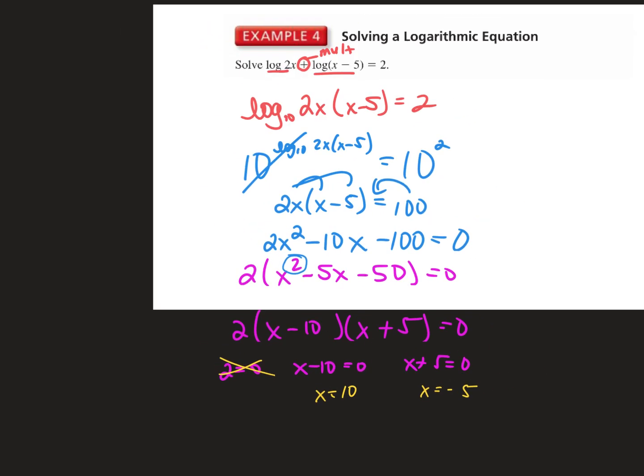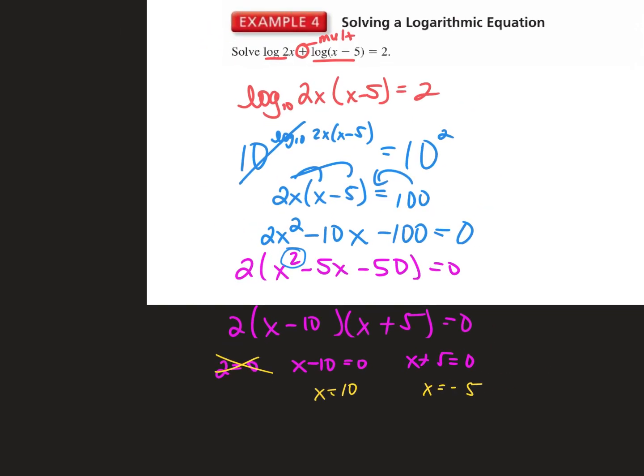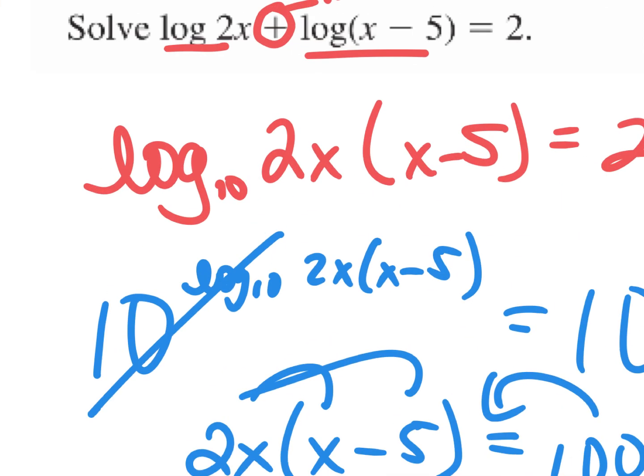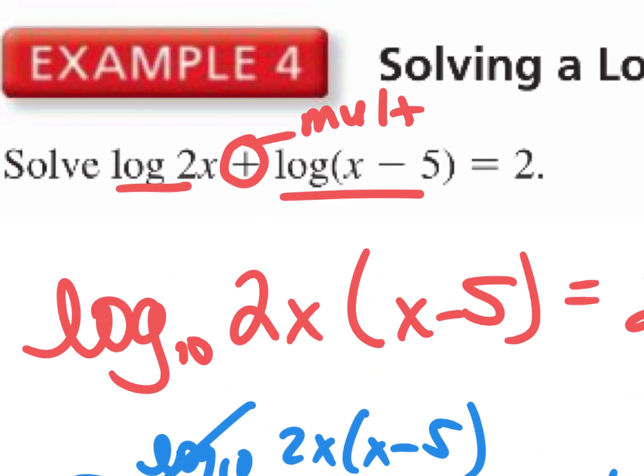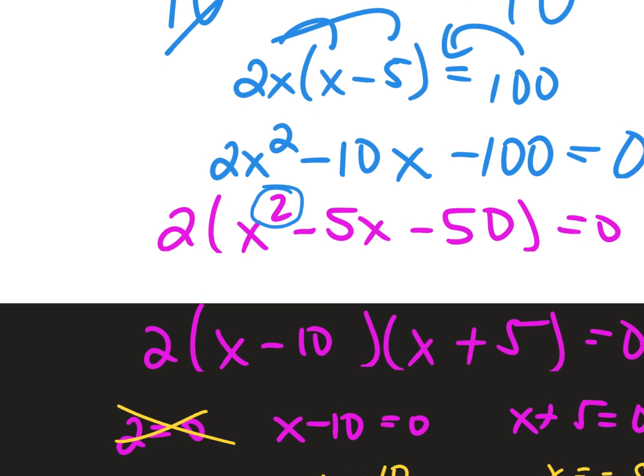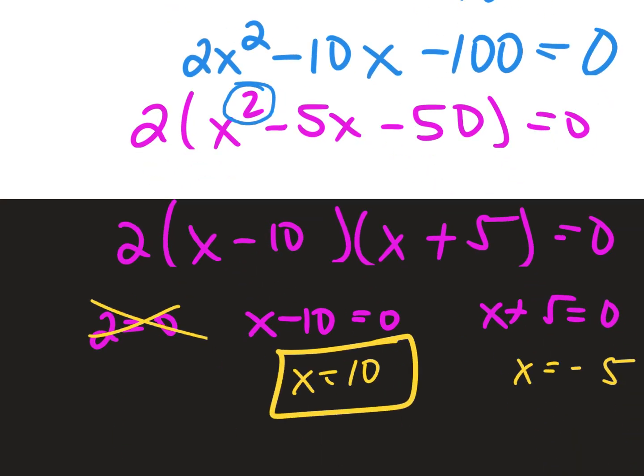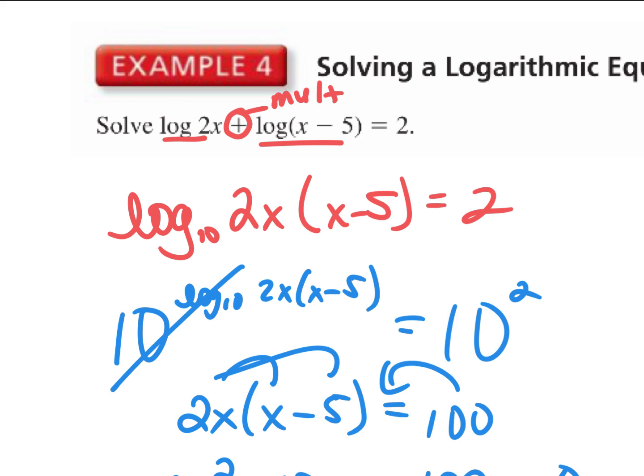Am I 100% sure that both of those work? No. What do I need to check for? I've got to make sure my log doesn't become negative, because if you guys hit log of a negative number in your calculator, it's going to say error, domain problem, can't do it. So let's plug in 10 up here. What's 2 times 10? 20, okay. What's 10 minus 5? So we're good. This one works fine. Okay, cool. What about negative 5? What happens when I say 2 times negative 5? Negative 10. Guys, hit log negative 10 in your calculator.